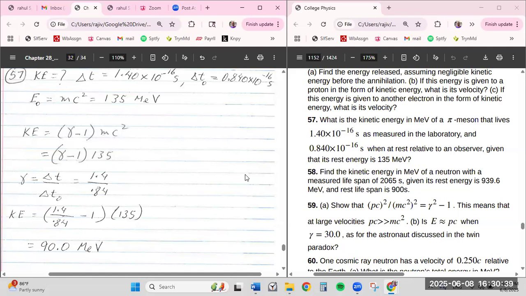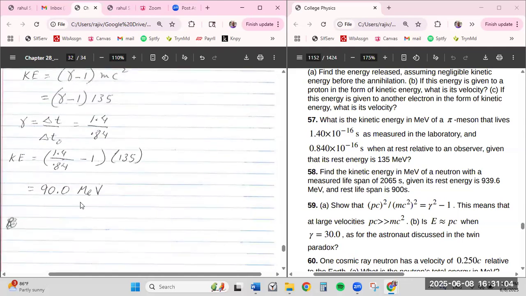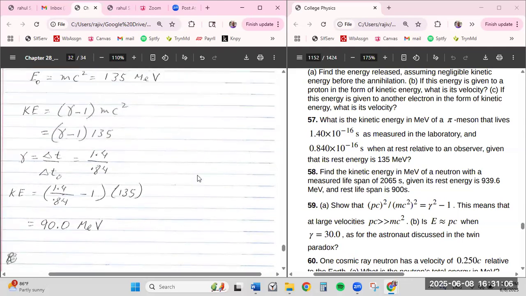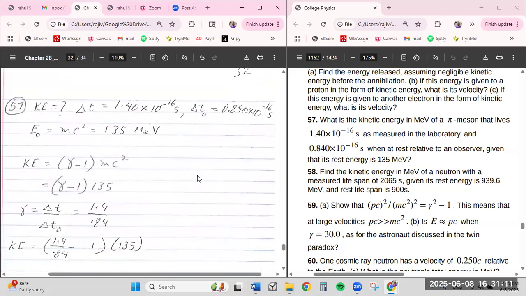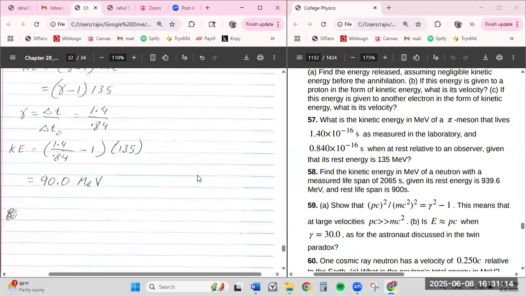And using the equation for time dilation, gamma is delta t over delta t naught. You'll recall the equation for time dilation is delta t equals gamma times delta t naught. So that's where this comes from. Plug that into the kinetic energy equation, and you get this, which comes out to 90 MeV. So the kinetic energy of such a pi meson is 90 mega electron volts.